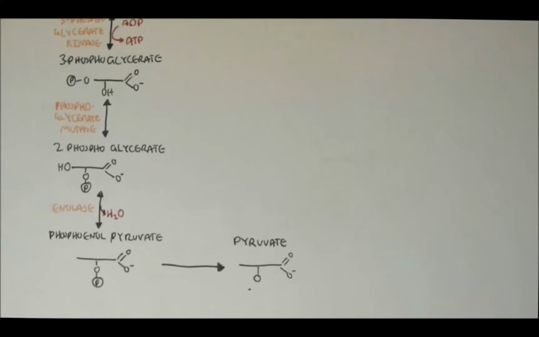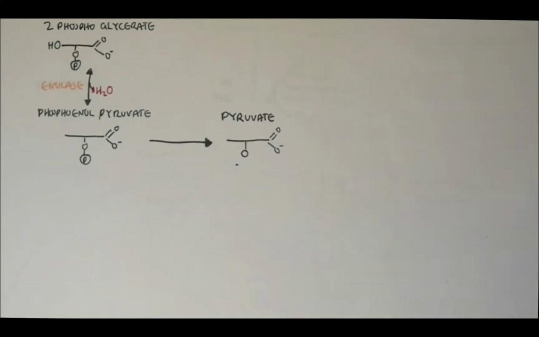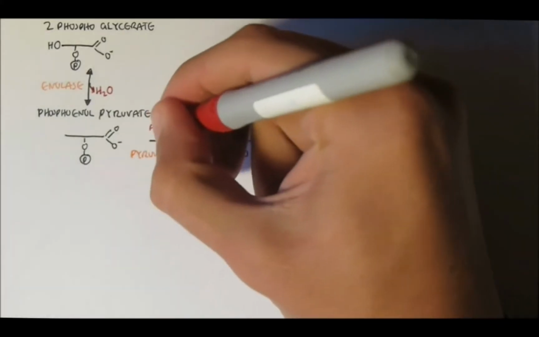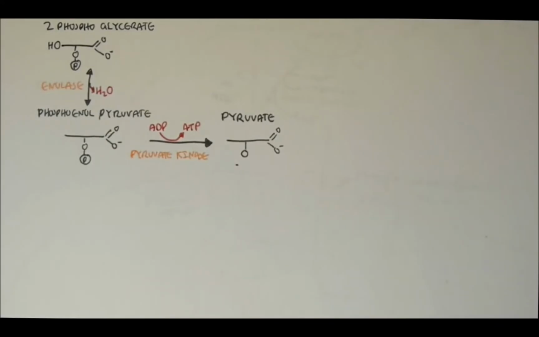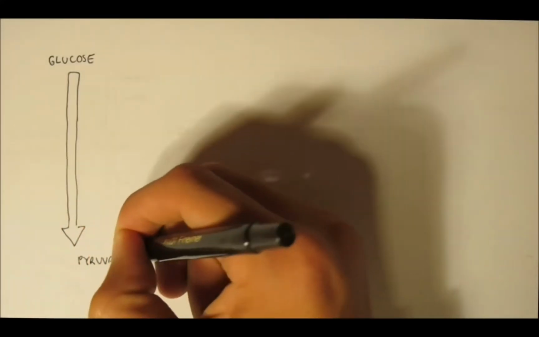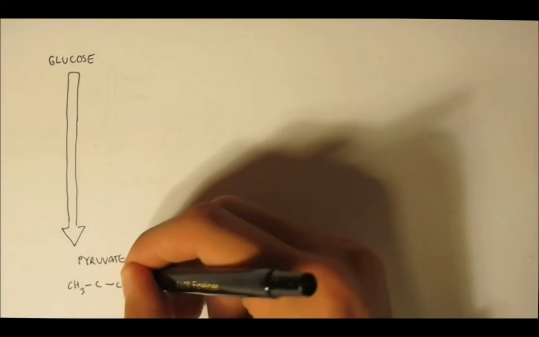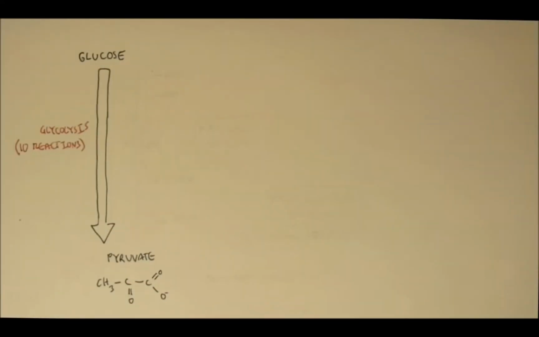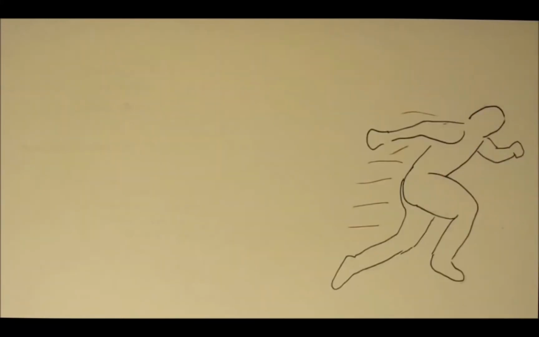2-phosphoglycerate will dehydrate, remove water, to form phosphoenolpyruvate by the enzyme enolase. And finally, phosphoenolpyruvate will dephosphorylate by the enzyme pyruvate kinase to form pyruvate. The phosphate is transferred to ADP, forming ATP. Pyruvate is the final product of glycolysis, from glucose all the way to 2 pyruvate molecules. Pyruvate looks something like this. Now, glycolysis is a 10-reaction process to provide quick energy in the form of ATP. So glycolysis is to provide quick energy, such as when running, like this, or sprinting.